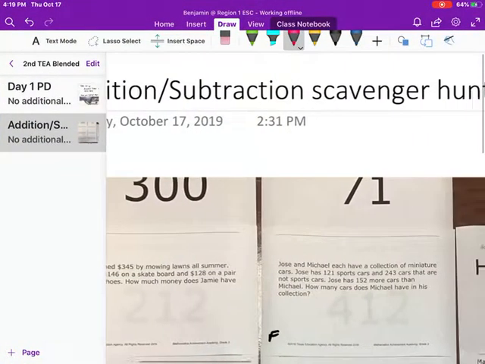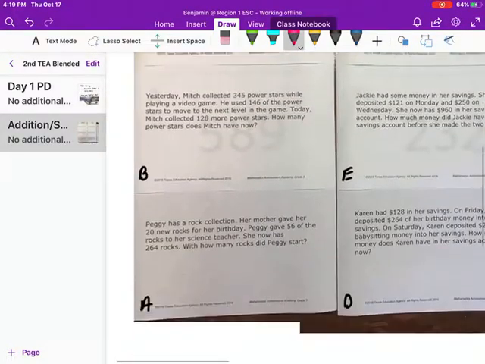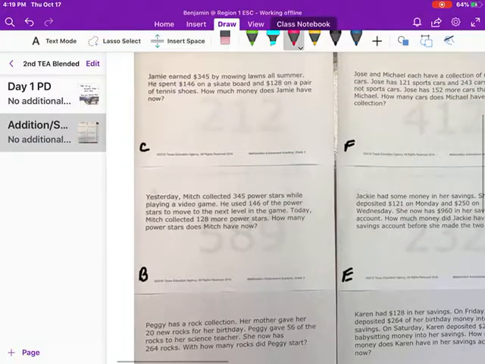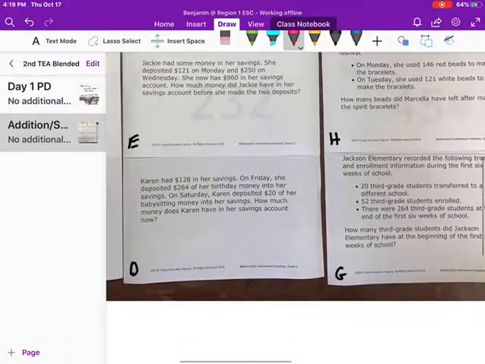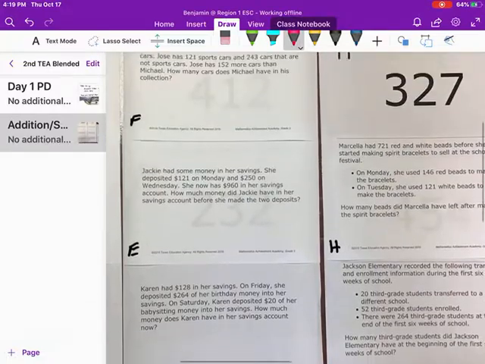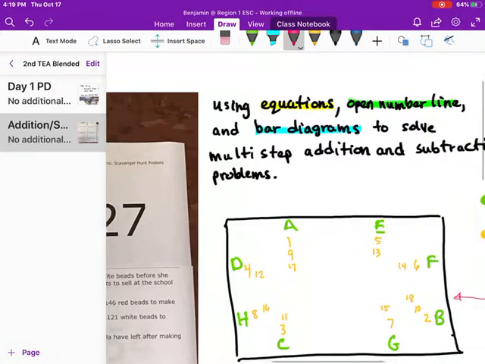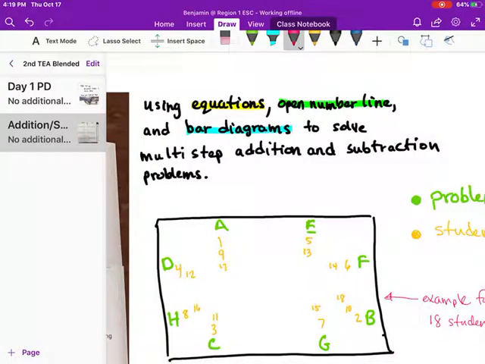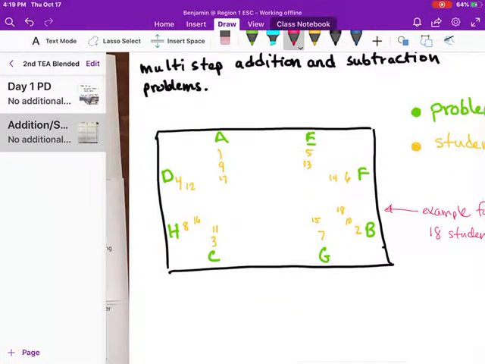Addition, subtraction, scavenger hunt key. You'll notice I went ahead and labeled A, B, C, D, E, and then you have F, G, H. The idea is that we're going to use equations, open number lines, and bar diagrams to solve multi-step addition and subtraction problems.